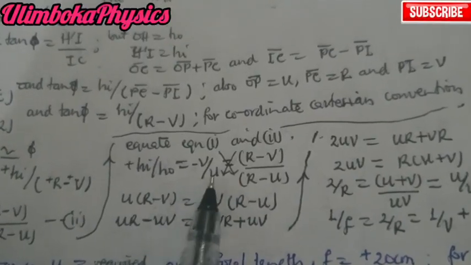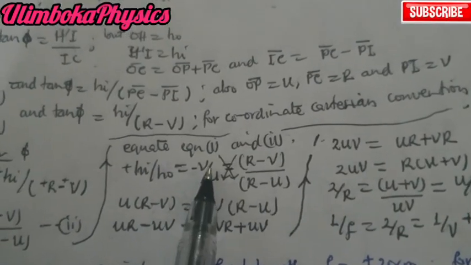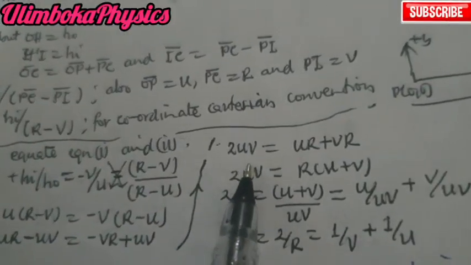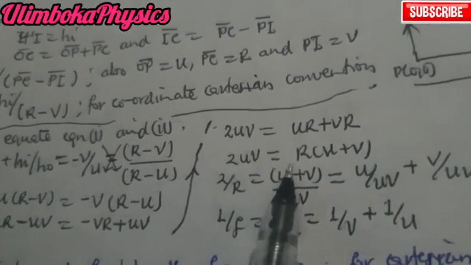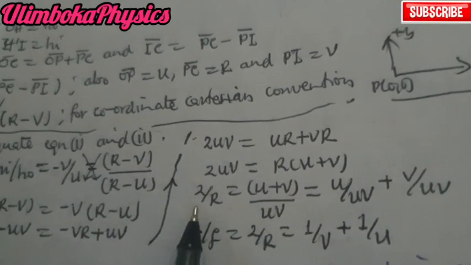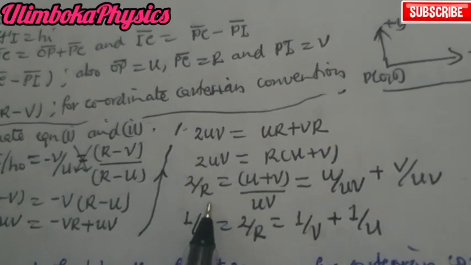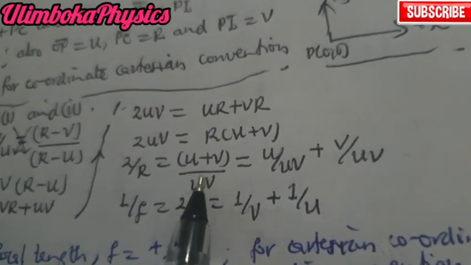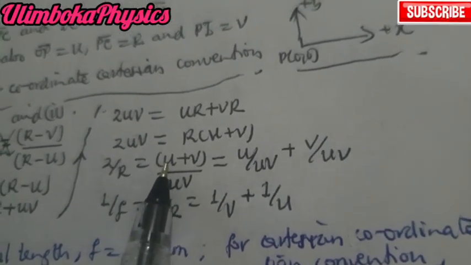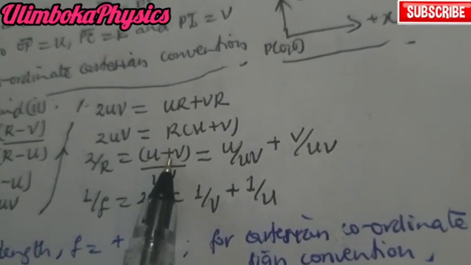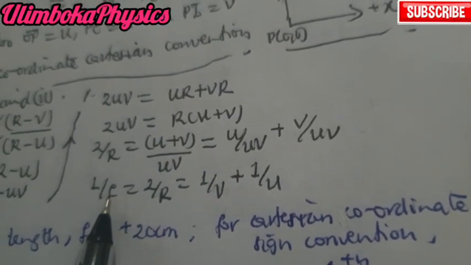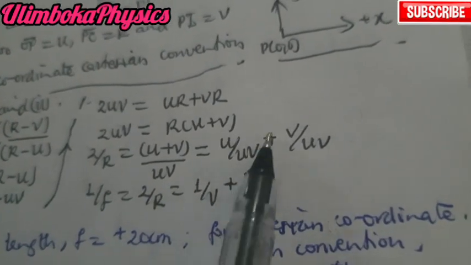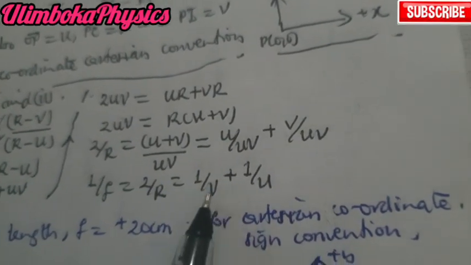After cross multiplication, u must multiply with this one, and negative v must multiply with this one. After opening the bracket and rearranging the equations for the like terms, you find that this is twice uv, and you take r outside. Therefore, we divide with uv and we divide with r, so that the like terms will be on the same side. As you can see, we divide uv into each of the terms above. Therefore, we have 1 divided by f, as we know, is equal to 2 divided by r, is equal to 1 divided by v plus 1 divided by u.